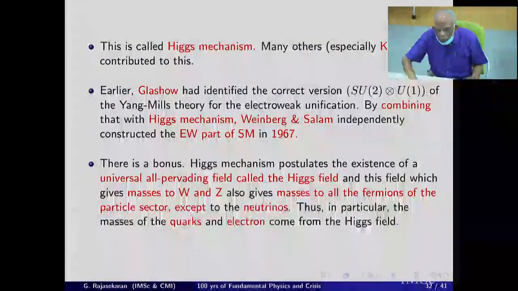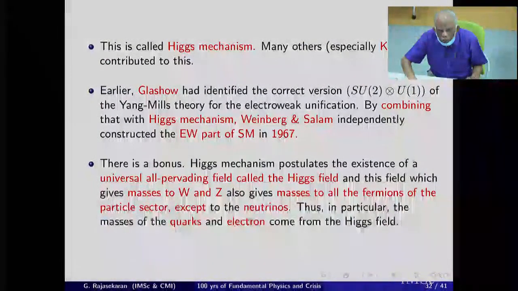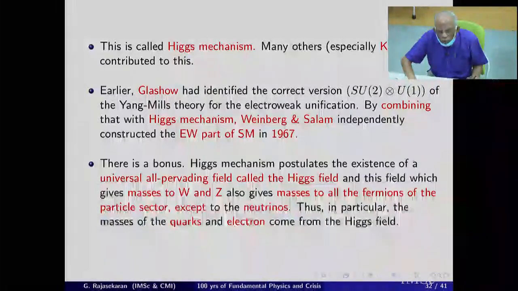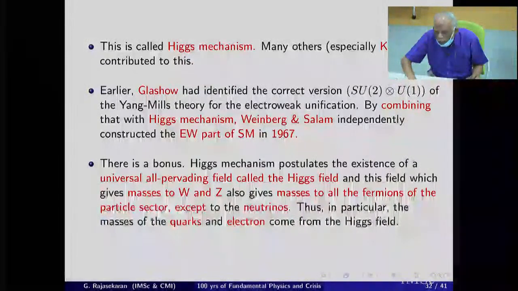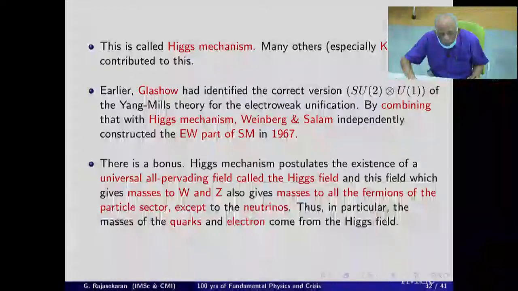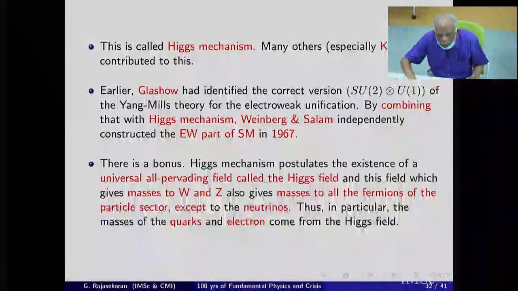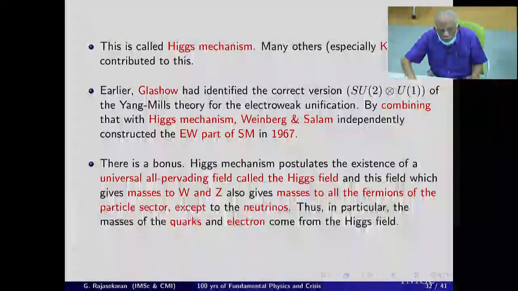Many others, especially Kibble, have contributed to this. It was Kibble who generalized the abelian Higgs model. Higgs talked about only the abelian theory. It was Kibble who made the non-trivial non-abelian generalization. Earlier, Glashow had identified the correct version of the SU(2) cross U(1) group for the Yang-Mills theory of the weak interaction, electroweak unification. Combining that with the Higgs mechanism, Weinberg and Salam independently constructed the electroweak part. So there is a bonus.